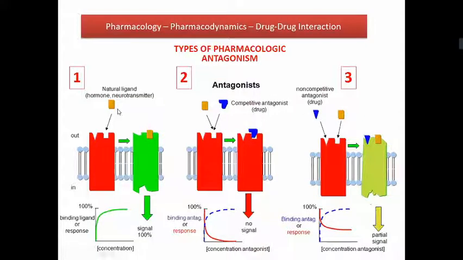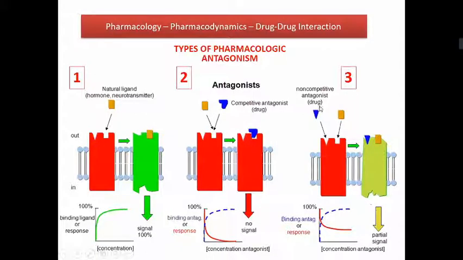So here we have the natural substrate for this receptor. So the binding will cause now the expression of the effect. And then we have the competitive antagonism. So we have the native partner or substrate, and then this is the competitive antagonist. So it binds to the binding site. So it will now cause blocking in the expression of the effects.